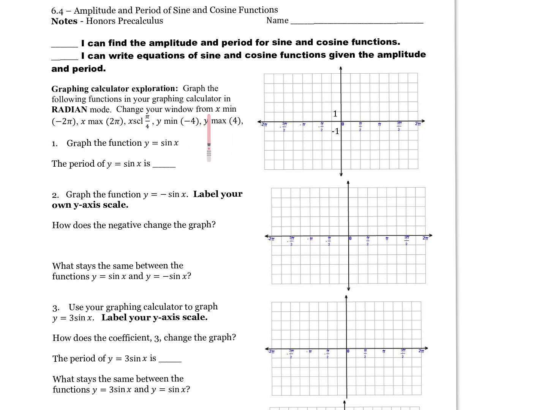Okay. So you guys, I want my x min to be negative 2 pi, not negative 10. So I'm going to go change my x min to negative 2 pi. I'm going to go change my x max to 2 pi. Does yours go to a decimal or do they leave it as 2 pi? Yeah. 2 times 3.14159 is going to get me that 6 point. My x scale, I'm going to make it pi over 4.